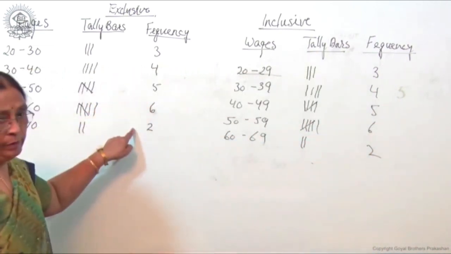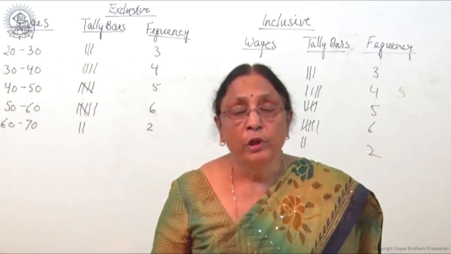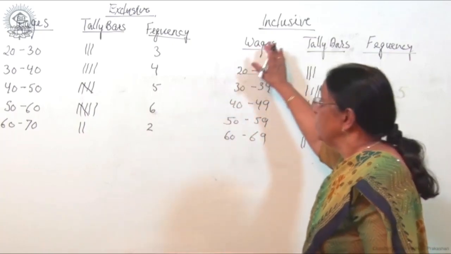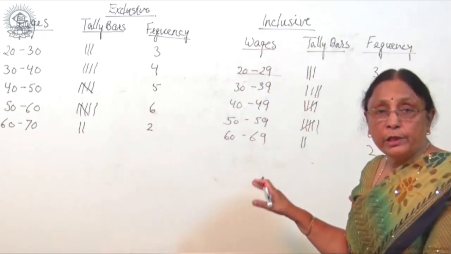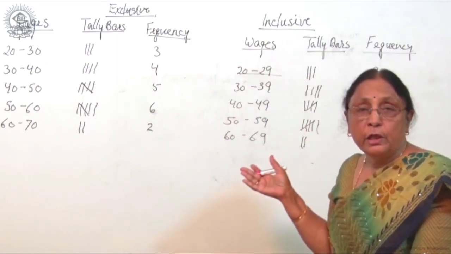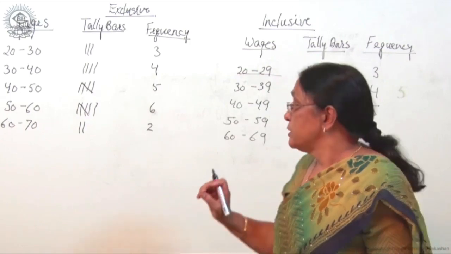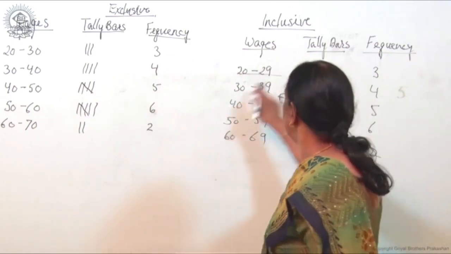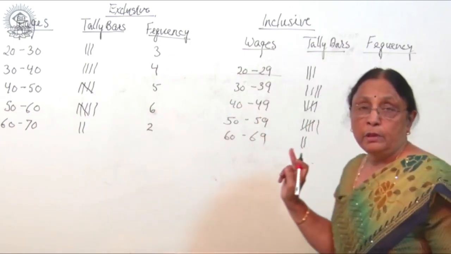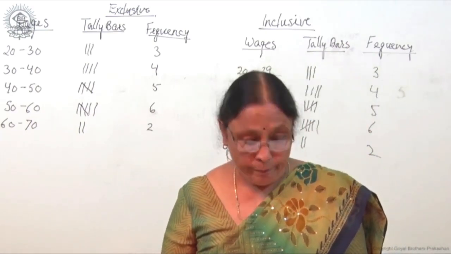Frequency will be the same. So this way inclusive and exclusive series will give you the description of number of workers in a particular class, and either you make the exclusive series or inclusive series, if you are dividing it into proper order, systematic way, then the frequency will be the same. It doesn't matter, in both the cases the result will be the same.